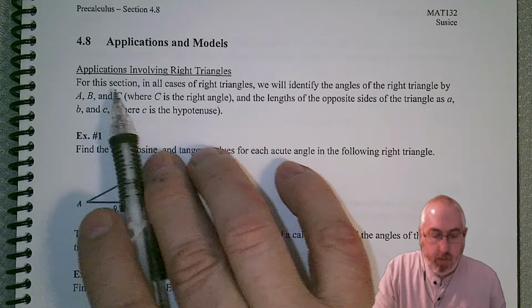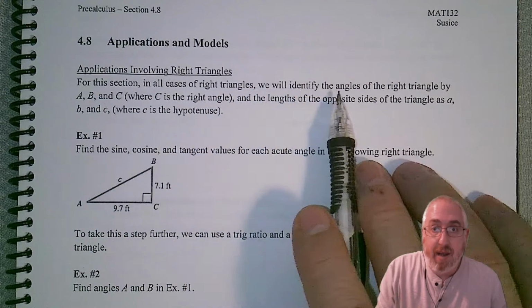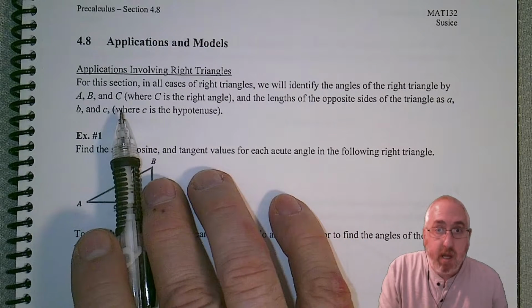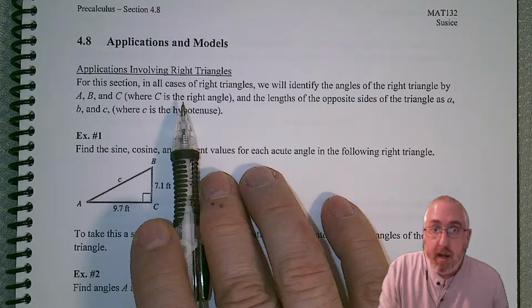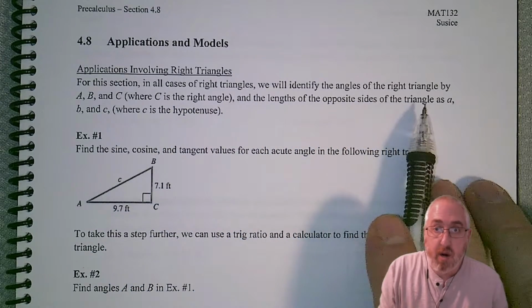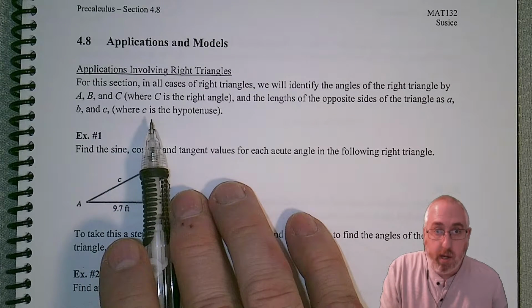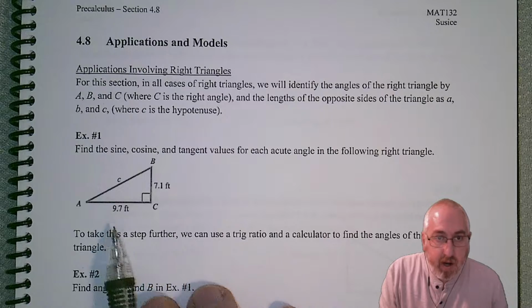So for this section, in all cases of right triangles, we will identify the angles of the right triangle by A, B, and C, all capital letters, where C is always going to be the right angle. And the lengths of the opposite sides of the triangle will be lowercase a, b, and c, where lowercase c is the hypotenuse. So you can kind of see what we have here.